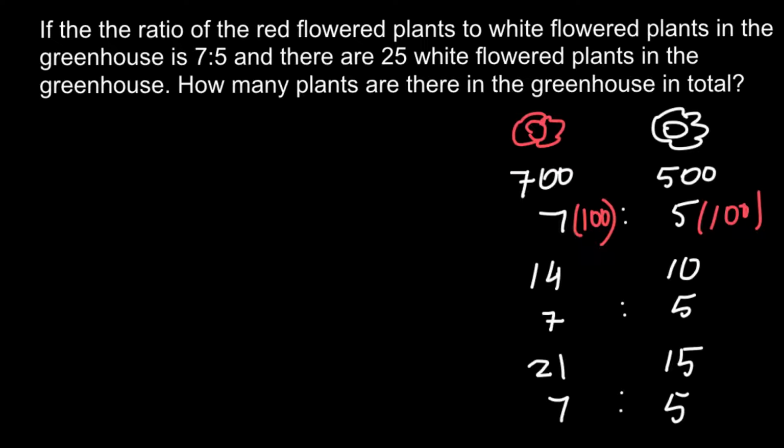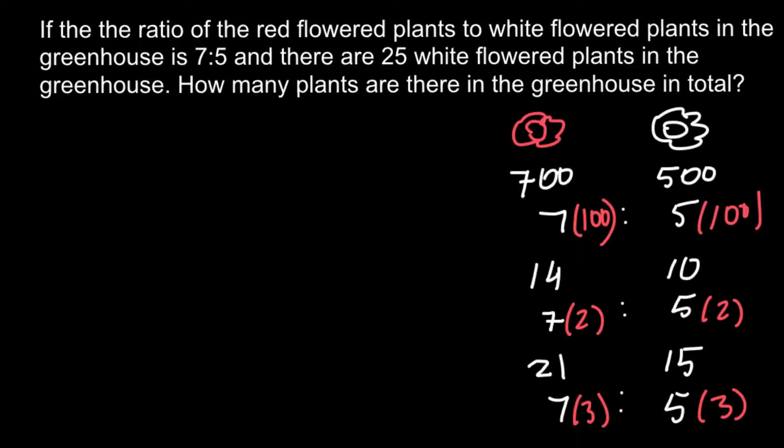In the second example, the constant of the ratio is 2 and 2 here. So if we multiply 7 by 2, we are going to get 14. If we multiply 5 by 2, we are going to get 10. And in our third example, the constant of the ratio is 3. So if we multiply 7 by 3, we are going to get 21. If we multiply 5 by 3, we are going to get 15.